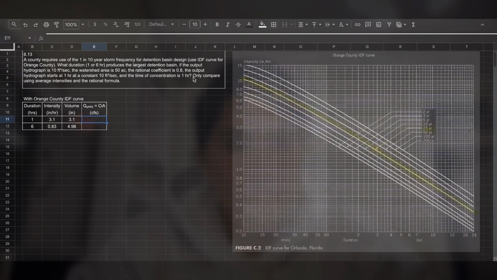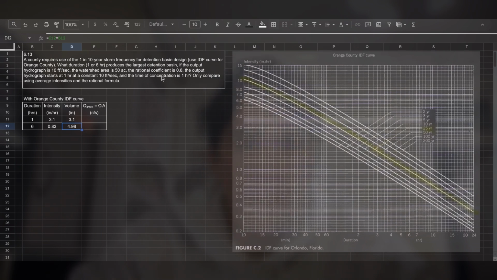Now it's asking us two questions. We need to know the differences in volume. This is just the volume getting into the detention basin. We need to account for the outflow. However, since the outflow for both is going to be the same, 10 cubic feet per second, we can already see that the 6 hour duration is going to require more volume of the detention flow. So it's going to be bigger, right? Because the rate out of it is going to be the same. So we can already see the 6 hour storm is going to be worse.